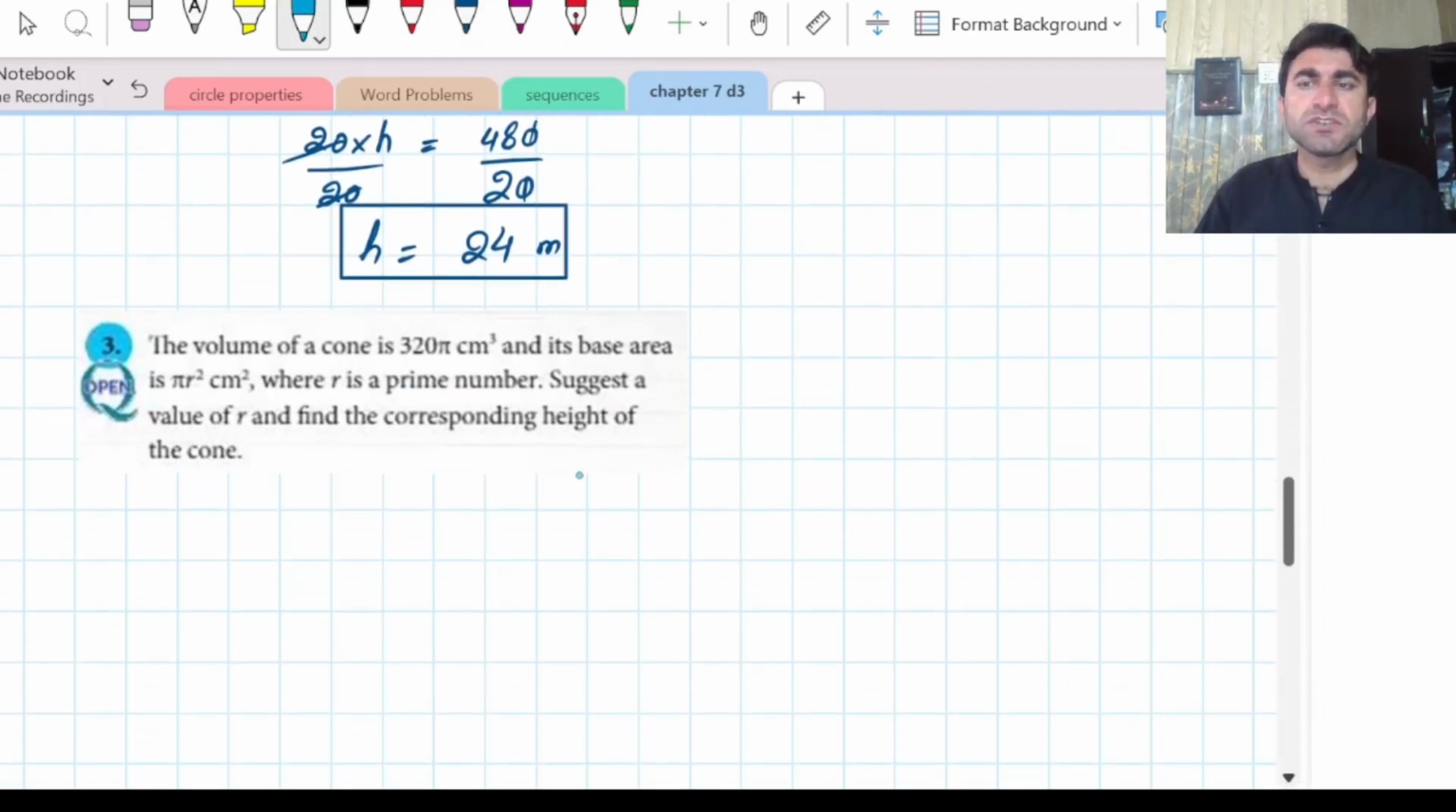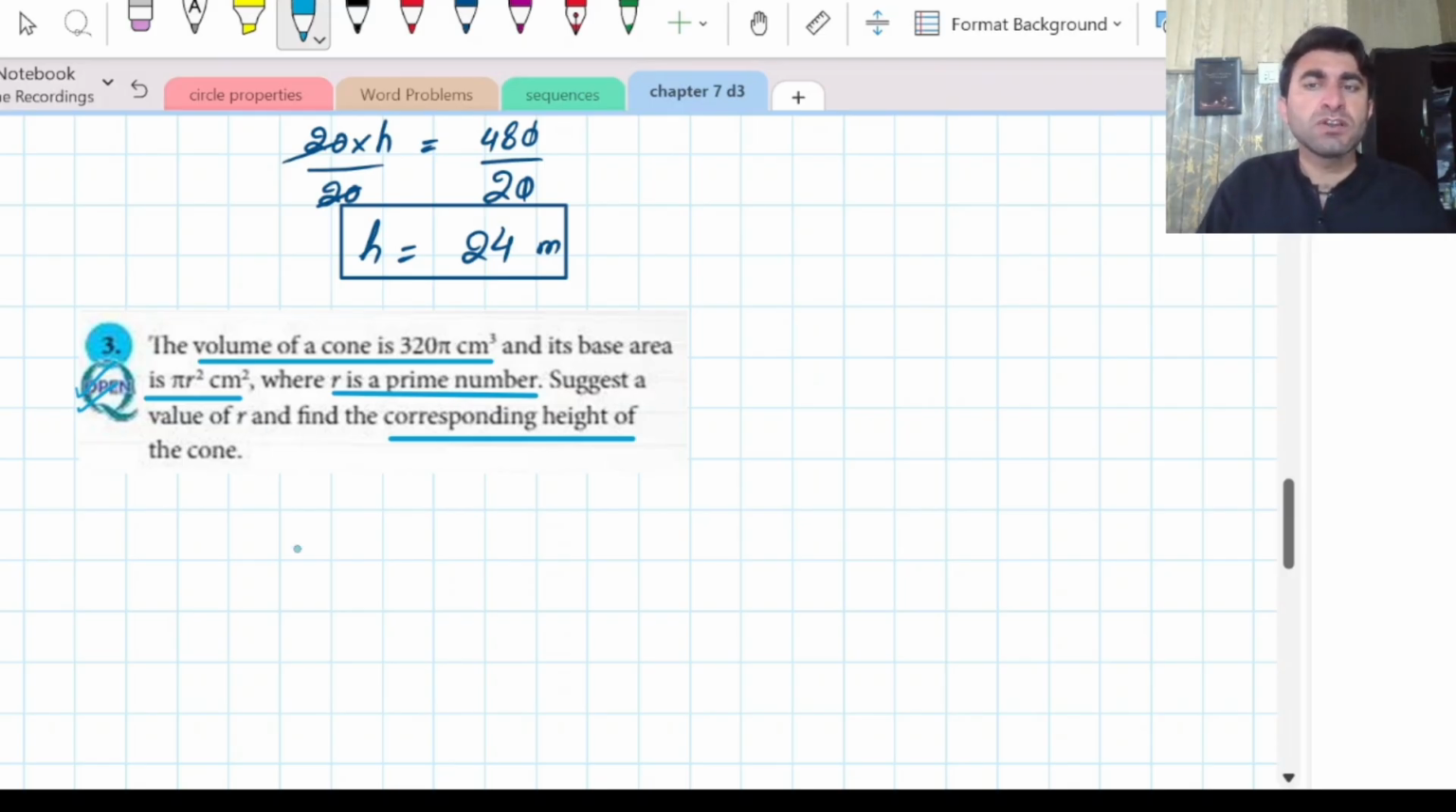In question number 3, it is given that the volume of a cone is 320 pi centimeter cube. Its base area is pi r square centimeter square, where r is a prime number. Suggest a value of r and find the corresponding value of the height of the cone. So this one is an open question, as we see. We have to suggest one value of r and then find the corresponding value of height.